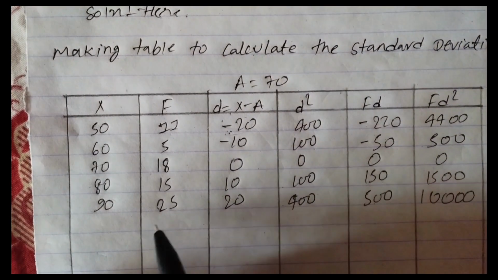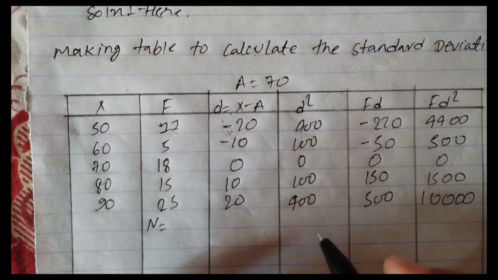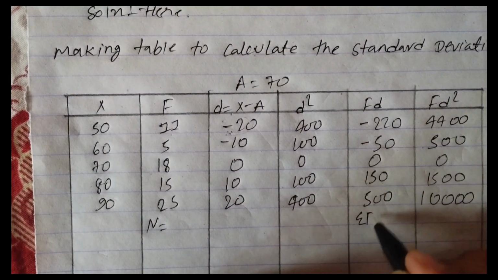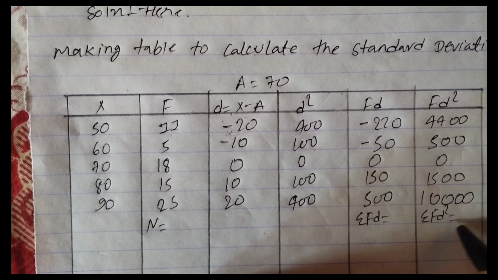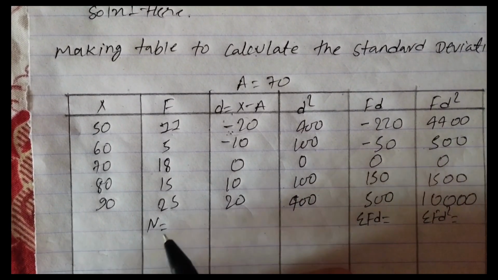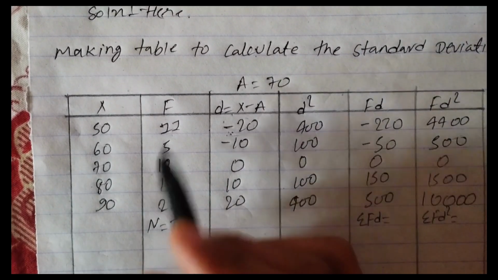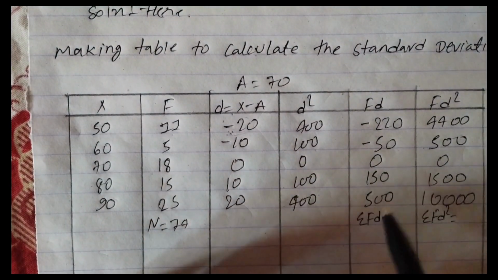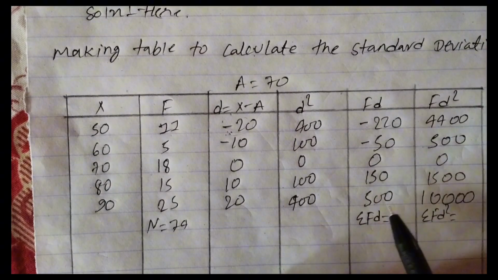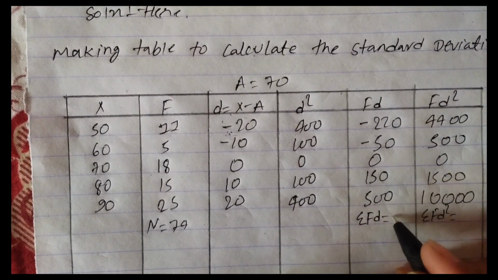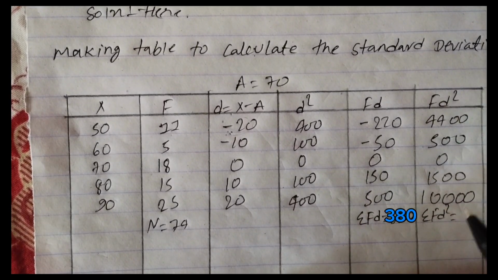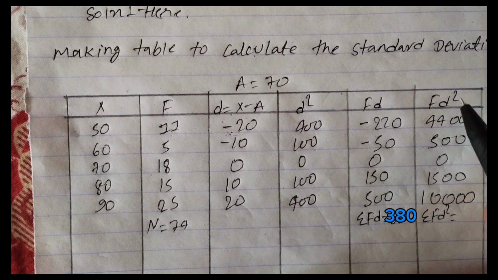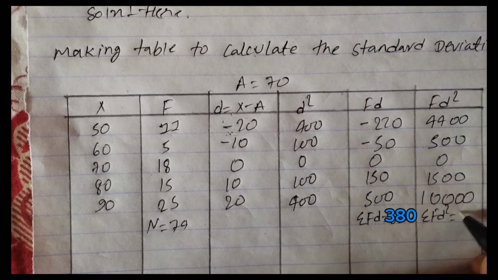Now we calculate n, summation fd, and summation fd square. Our n equals 74, the total sum of f. Summation fd means the total sum of fd, which is 380, and summation fd square means the total sum of fd square, which is 16400.